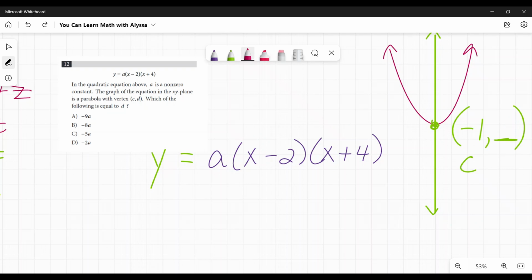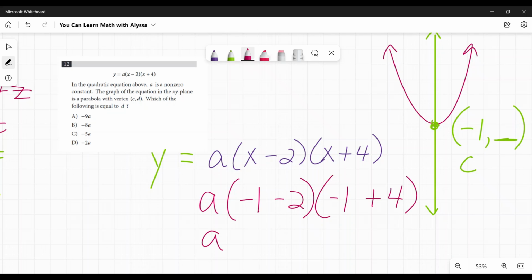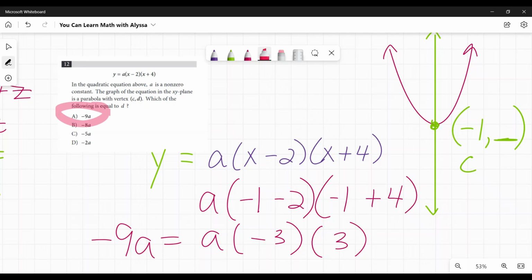Right, so I'm going to plug in negative 1 wherever there's an x. So a times (negative 1 minus 2) times (negative 1 plus 4). Negative 1 minus 2 is negative 3. Negative 1 plus 4 is positive 3. Negative 3 times 3 is negative 9, and that a just stays along for the ride. Negative 9a is my answer, which is a.